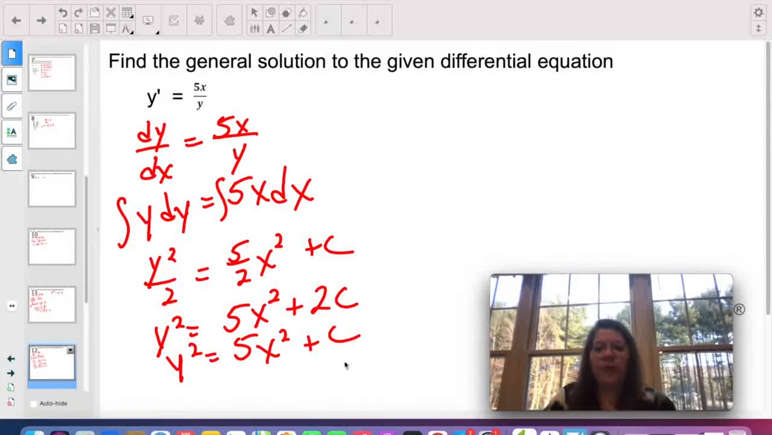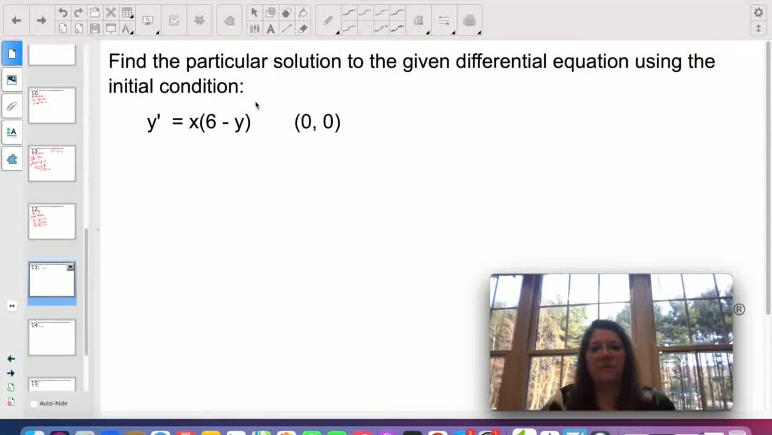And for this one, I would just leave it y squared equals 5x squared plus c. If you take the square root of both sides to get y by itself, then you end up having the square root of a c value, an unknown. It's just best for this to leave it y squared instead of trying to get y by itself.